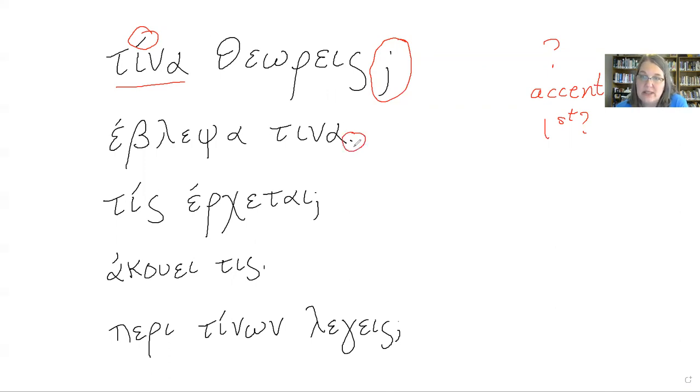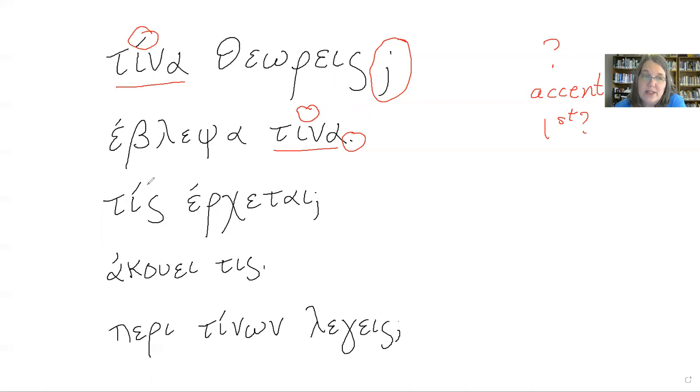So let's look at the next one. Is it a question? No, it's not a question. Is there an accent? No, there's no accent. And does it come first? No, it doesn't come first. So here it's going to be the indefinite pronoun, something like a certain person or someone, or something that marks the indefiniteness of who this is. And so here we have the aorist of blepo, first person singular, I saw someone, masculine accusative singular. Again, because the neuter plural is the same, this could equally well be translated as I saw some things. It would depend on context.